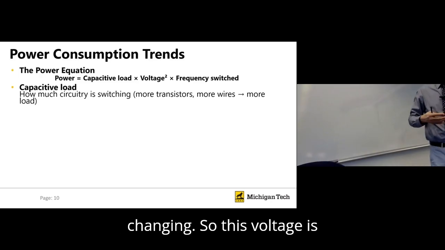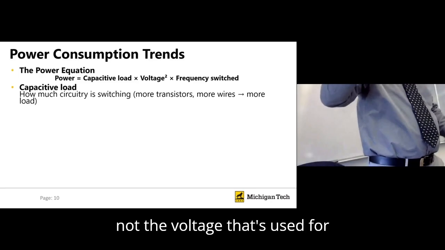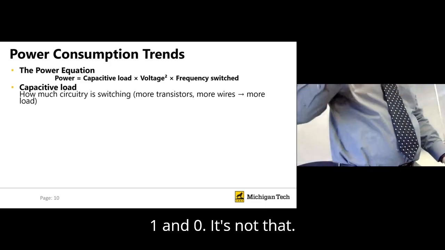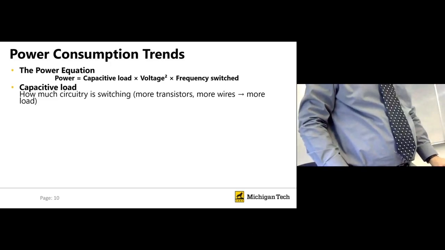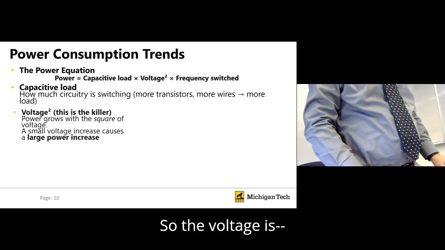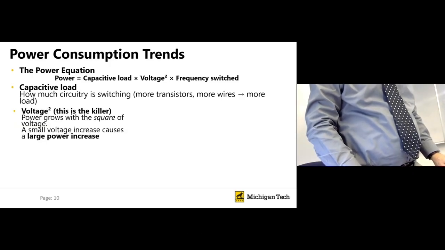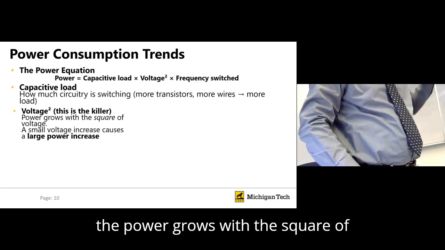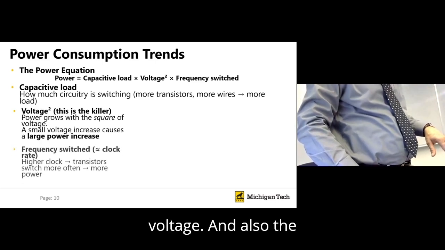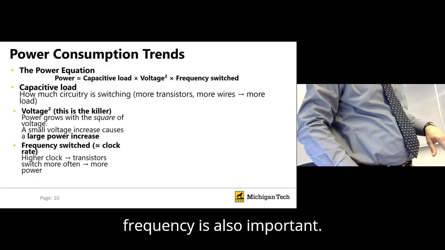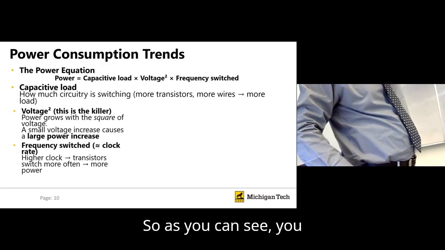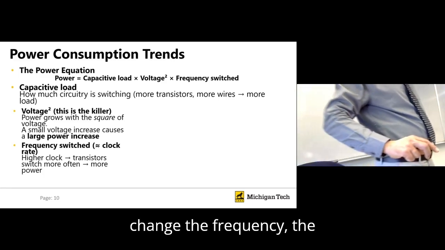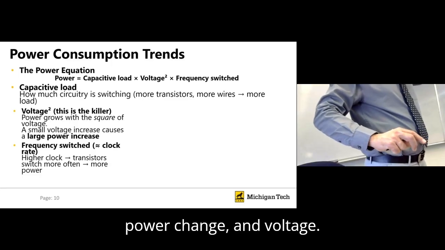So this voltage is not the voltage that is used for gates like 1 and 0. It's not that. The power grows with the square of voltage, and the frequency is also important. So as you can see, when you change the frequency and voltage, the power changes.